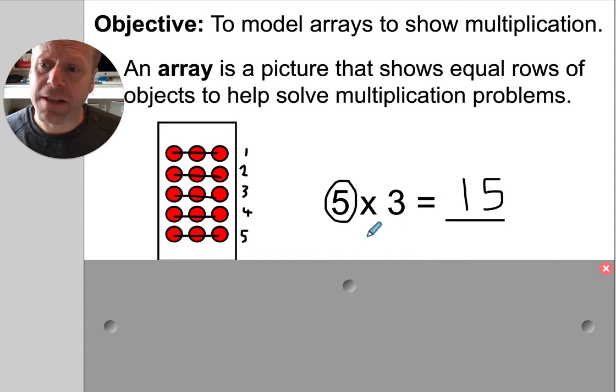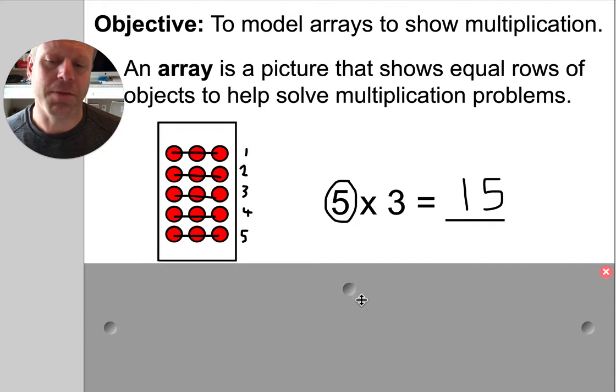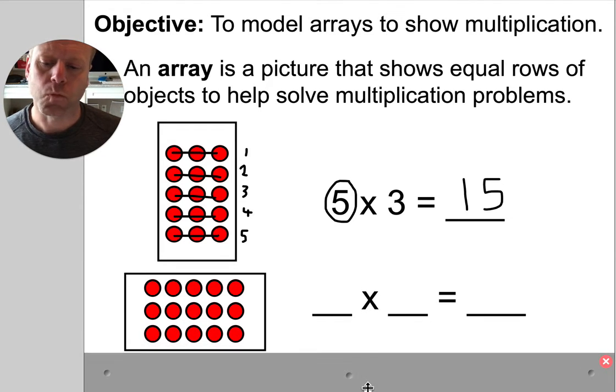Now, the interesting thing about multiplying and arrays is you could imagine this problem flipped very easily, right? That's one of the things you can do whenever you're adding or multiplying, you can just flip the problem and it doesn't change the answer. But it is going to change the model of the answer. Let me show you what I mean.